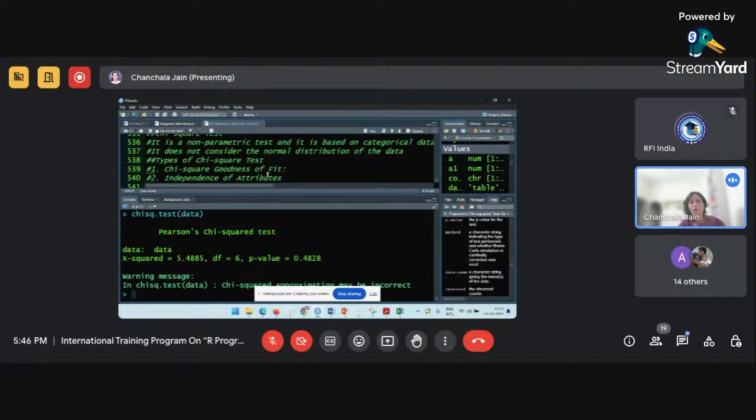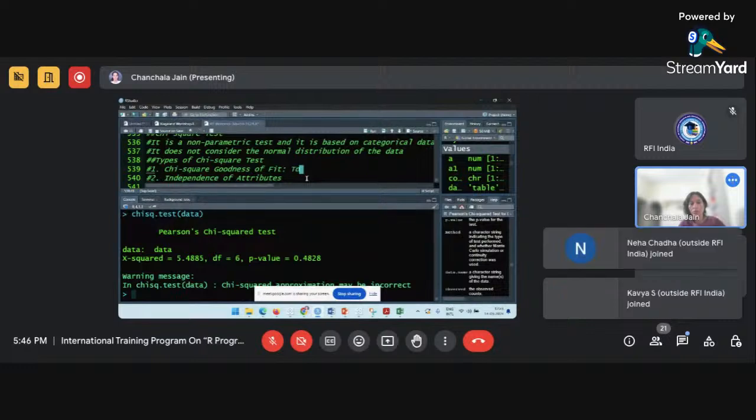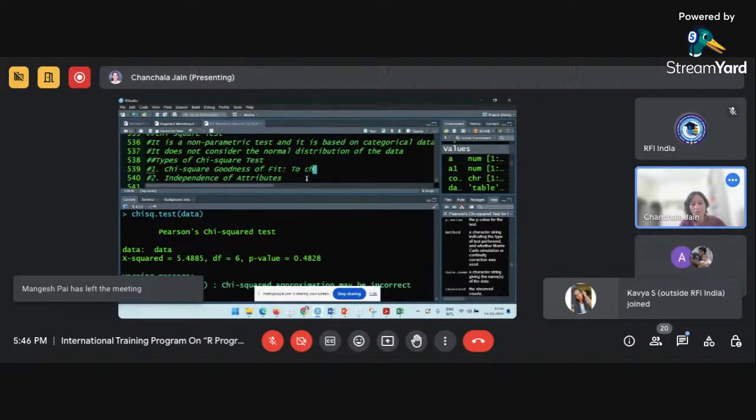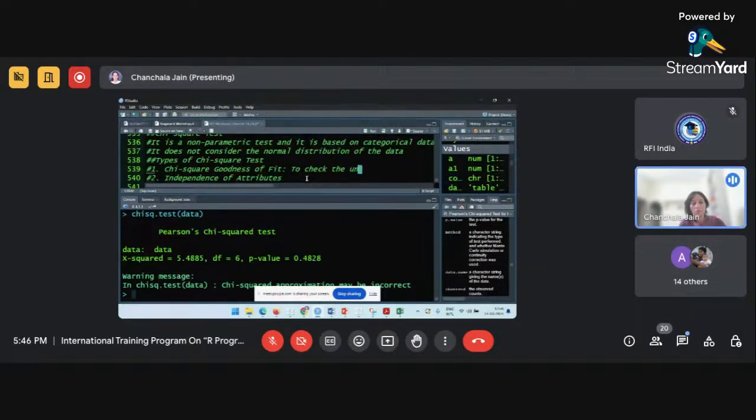When I talk about chi-square goodness of fit, generally this test we use to check the uniform distribution of frequencies. As I just said, this is a kind of non-parametric test. So it may be categorical data, maybe nominal or ordinal scale data. So here we need to have a count. Count means the frequencies we need to have.